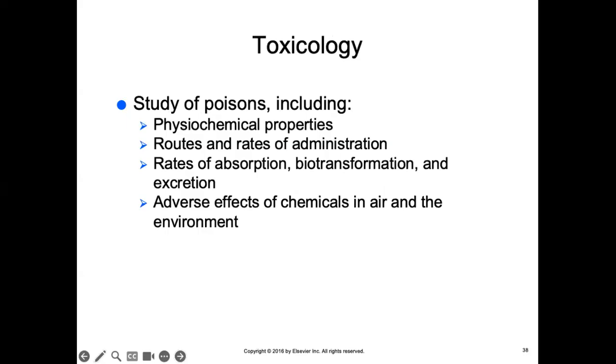Non-specific treatment of suspected poisoning always includes support of respiration and circulation, in addition to removing the patient from exposure to the poison, identifying the poison, giving an antidote, instituting poison elimination procedures, and instituting supportive measures for the patient. The study of poisons is called toxicology, and it includes physiochemical properties of the toxin, routes and rates of administration, rates of absorption, biotransformation and excretion, and adverse effects of the chemicals in the environment.